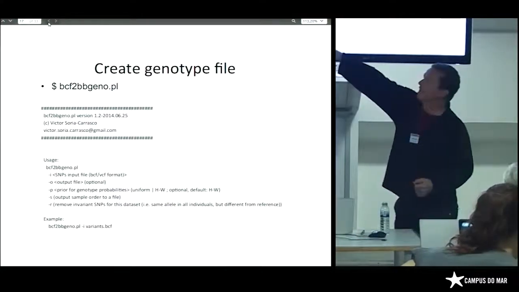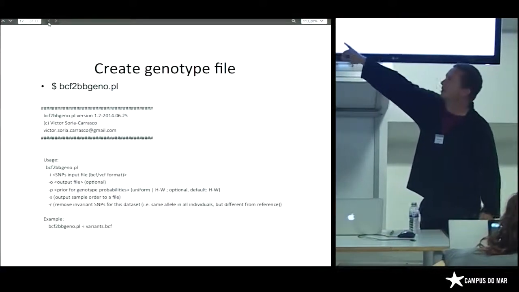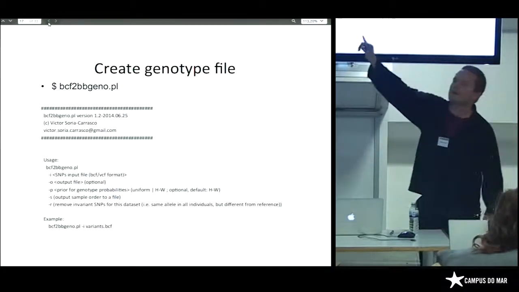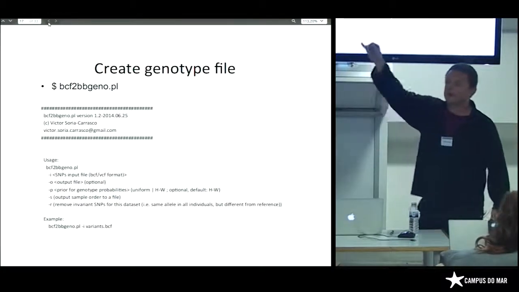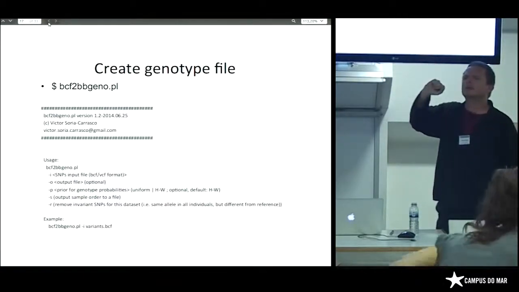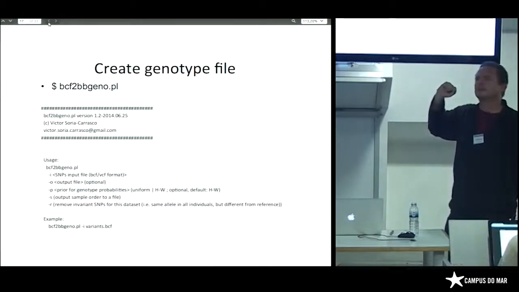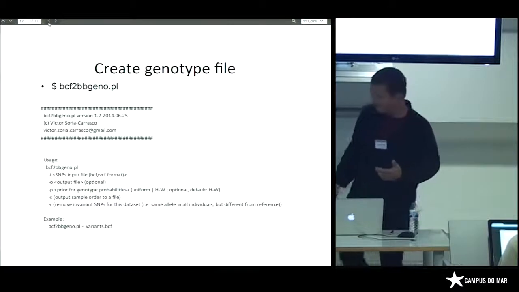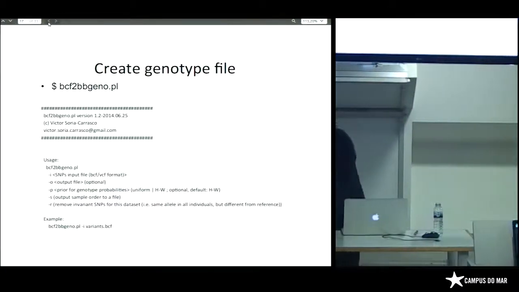So here the example of how to run it is BCF to bbgeno -I variance BCF, but we don't have a file called variance BCF. Our file is called bugsnip. Okay, so the whole path to the script will be, so let's do that now.